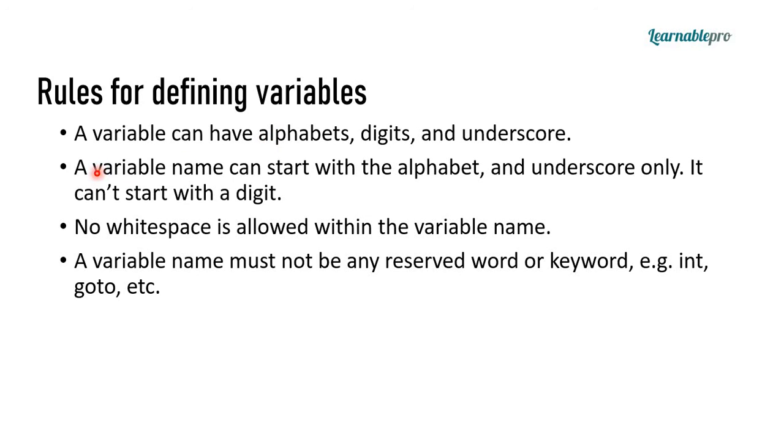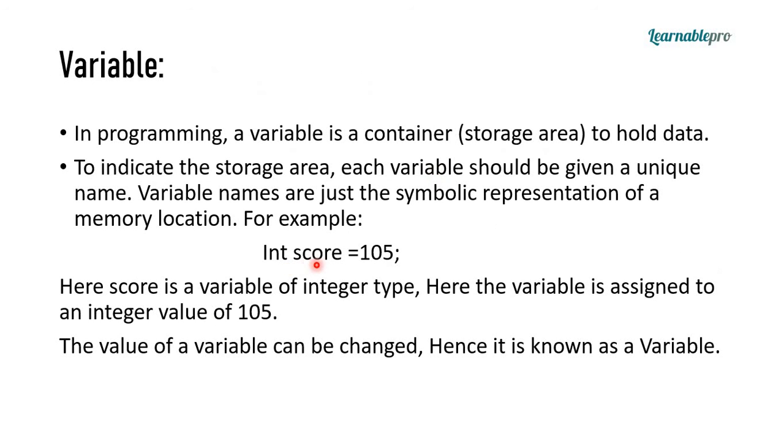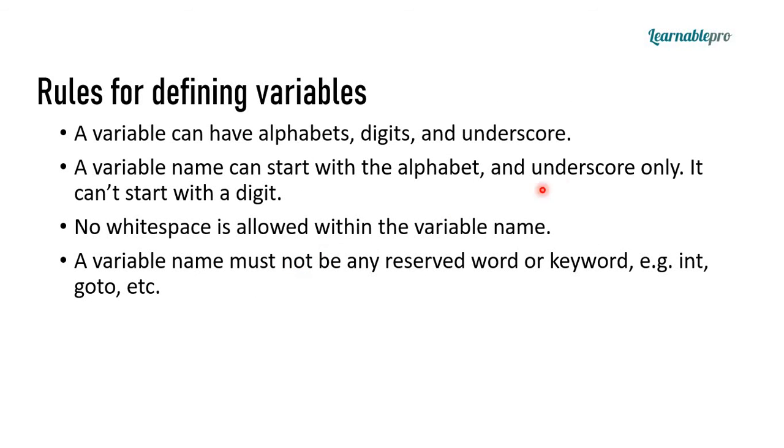The second rule is a variable name can start with an alphabet. As you can see in our previous slide, score starts with an alphabet S, or with an underscore only. So we can also give it as underscore and a variable name. It cannot start with a digit, so it cannot be 2score. It should either start with an alphabet or start with an underscore. It cannot start with a digit.